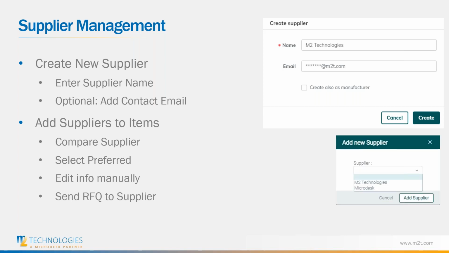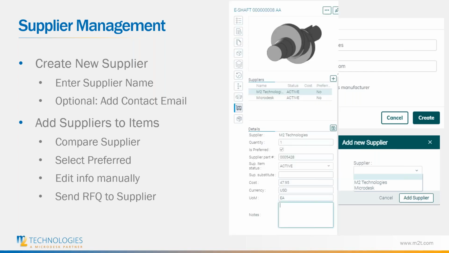So when we go into a part, we can select to add a new supplier. We have here our M2 Technologies and our Microdesk suppliers. With M2 Technologies, there was not a contact email inserted. So this means that the process for inputting all of the details for that supplier associated with this part is a manual process. So we're able to do it all in-house. We can pull from a quote that we've received or from their website and input that information here.